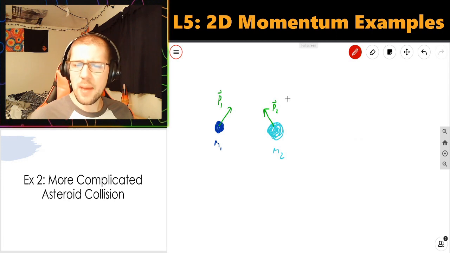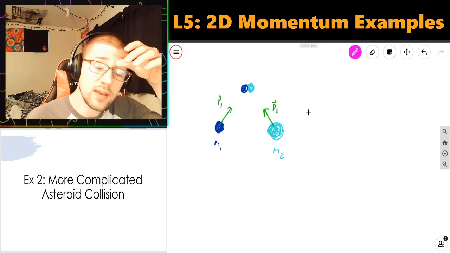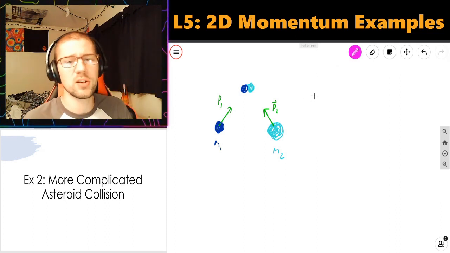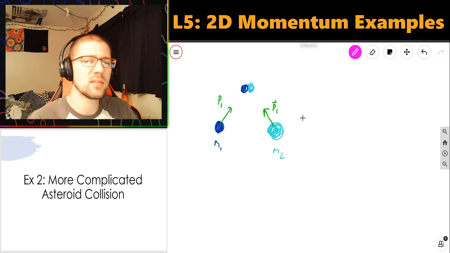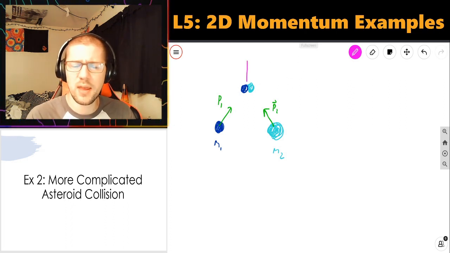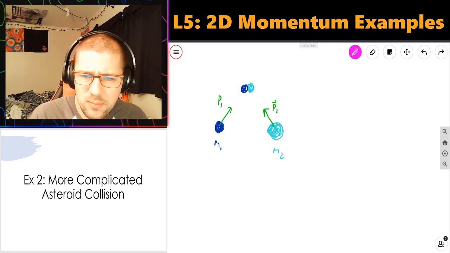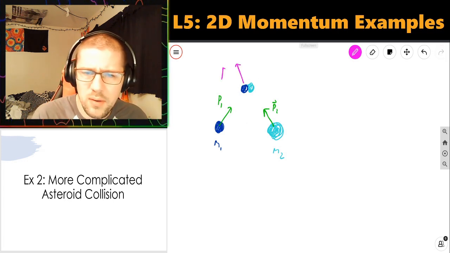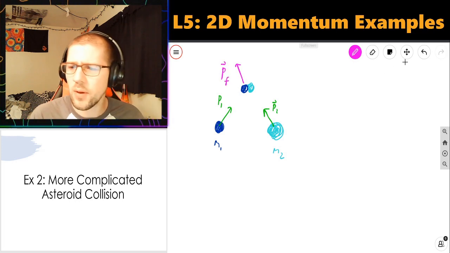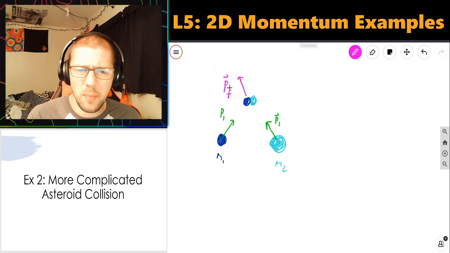I'm interested in what happens when they hit each other and stick together. If they stick together, it's called an inelastic collision. Inelastic means they don't bounce off of each other. Elastic basically means they bounce off each other. So I call this a perfectly inelastic collision because they hit and just stick. Mentally summing up those momenta, probably in a point like that, and this would be like a total momentum here.